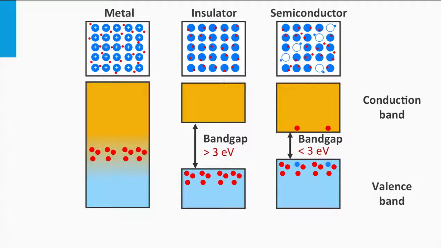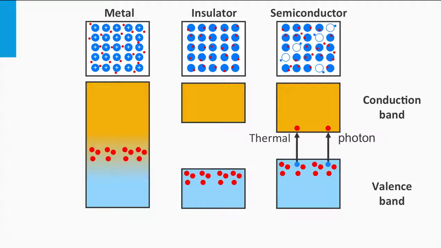For a semiconductor, the band gap is smaller. If the band gap of a material is smaller than 3 electron volts, the material can be considered to be a semiconductor. In a semiconductor, some electrons can have enough thermal energy to jump from the valence band to the conduction band. This energy can also be provided by light, if the photon has an energy equal or larger than the band gap. This means that when you shine light with photons having an energy larger than the band gap, you can make a semiconductor more conductive.